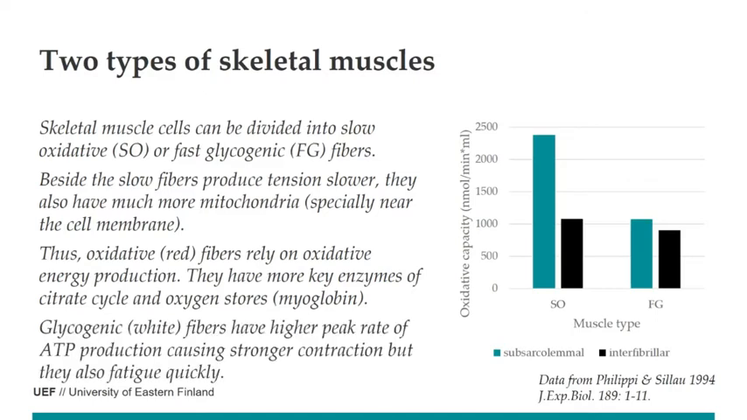But then we have the fast fibers, the white muscle or white fibers. They have a higher peak rate of ATP production because this anaerobic ATP production can be enhanced quite fast. So there is a stronger contraction, but also fatigue comes quickly. These kinds of muscles can work only for a short period.